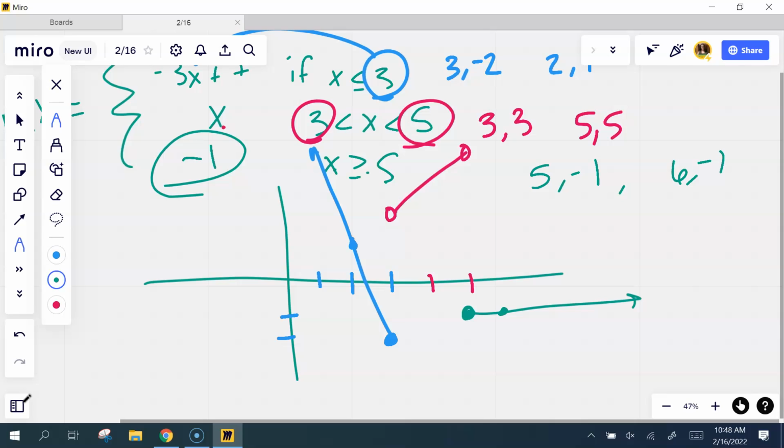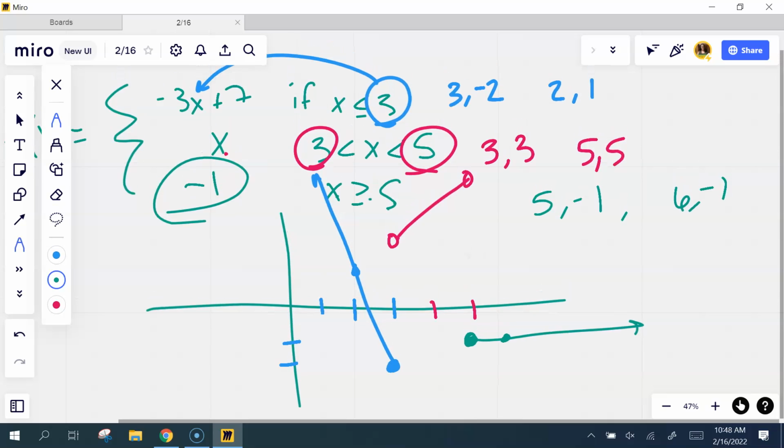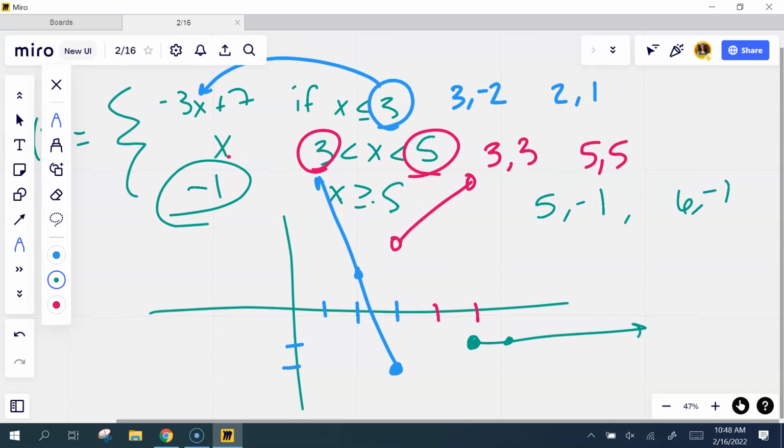What's the domain? Which one are you looking at? This one? Yes. So I plugged in 5 for x. But if I plug in 5 for x, it doesn't matter what I plug in for x, I'm going to get -1 back out, right? Well, because it says that x has got to be bigger than 5.